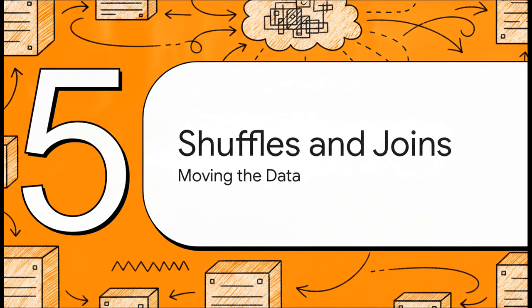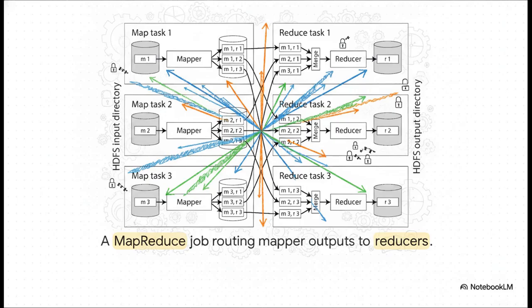Let's look a little deeper under the hood in Section 5, the shuffle algorithm and joins, moving the data. What actually happens across the network when you run one of these high-level SQL aggregations or joins on huge datasets? How do different machines collaborate? This brings us to a brilliantly elegant solution, the shuffle.